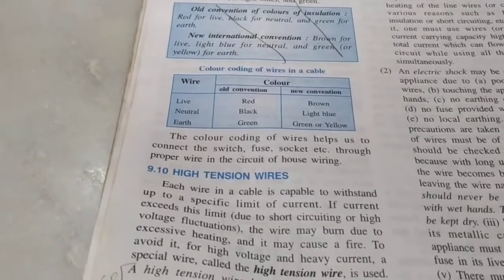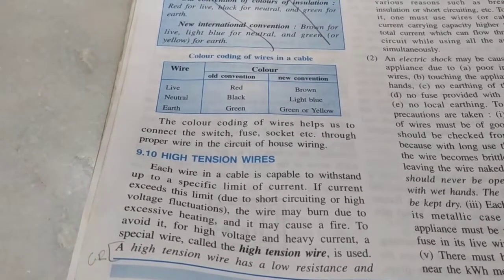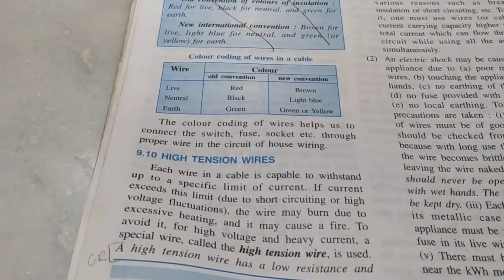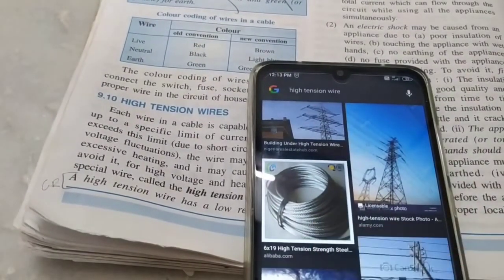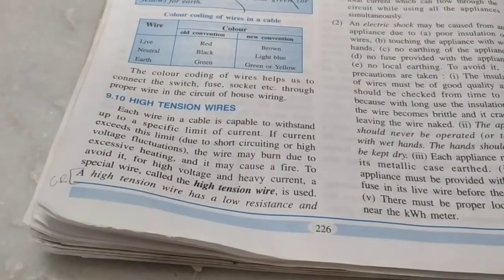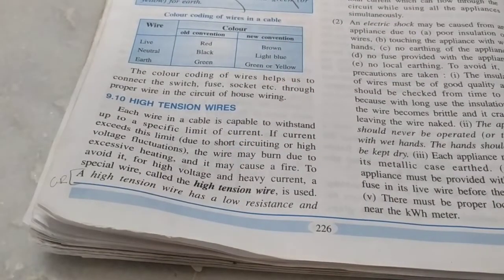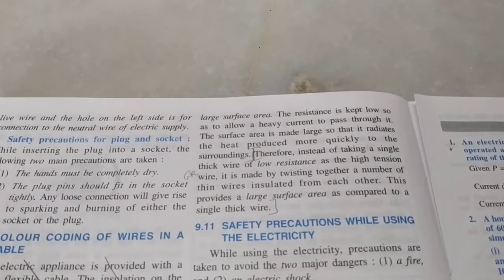Next, high tension wires. Each wire in a cable is capable of withstanding only limited current. But as far as electricity transportation is concerned, we need wires which can carry a lot of current. So that's why they're called high tension wires. So the wires are pretty thick. In fact, they might be made up of multiple wires coiled together to give them a very large surface area. Their resistance is also very low, so that there is minimum wastage of electrical energy during transportation. And if there's a large surface area, then whatever heat is produced will be dissipated quickly, so less chances of it catching fire.